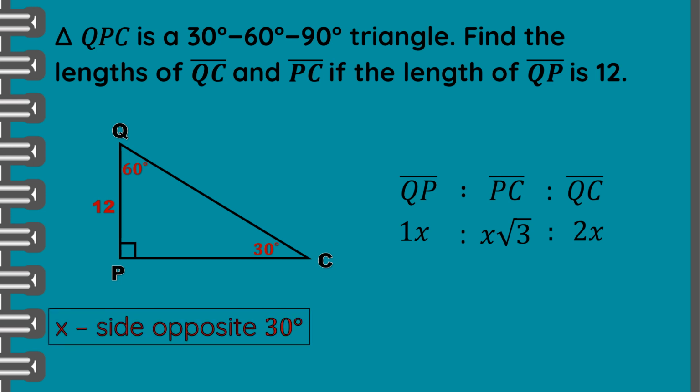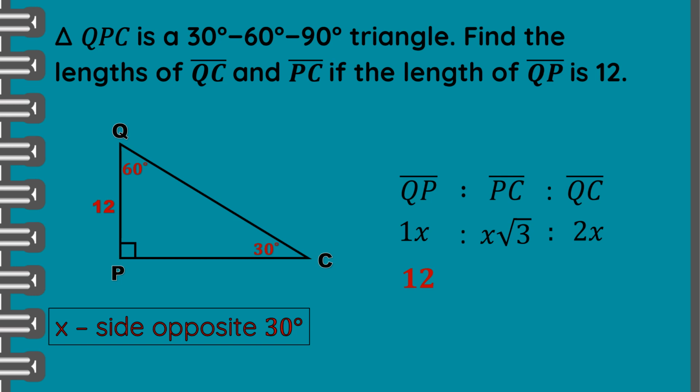Always take note that x is always the side opposite your 30 degrees. As you can see on the figure or on the given, the side opposite 30 degrees is segment QP, which is the given, and that is 12 units long. Therefore, we can say that x now is equal to 12. So, based on the given, we have segment QP is 12 units long.